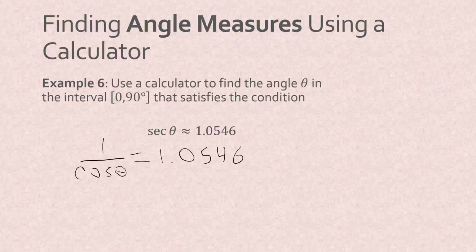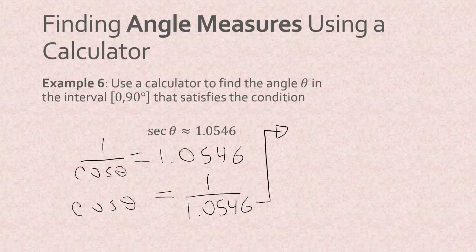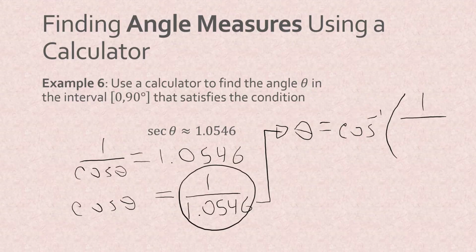Then you write this expression as cosine of theta is equal to 1 over 1.0546, so that now you can ask your calculator to give you theta, which should be the cosine inverse of this quantity, 1 over 1.0546. If you do that, your calculator should give you the approximate value of about 18.5 degrees.